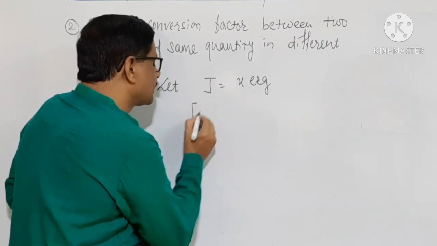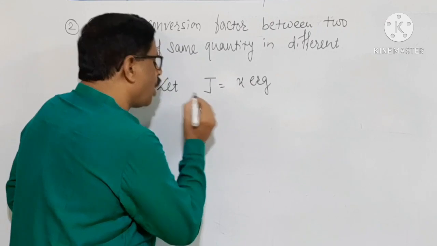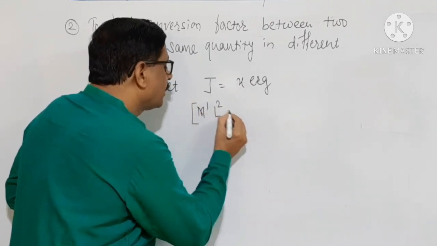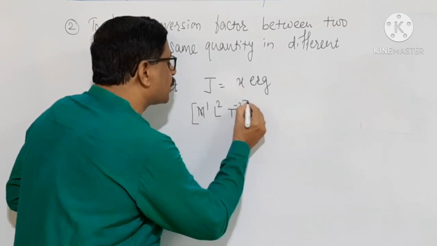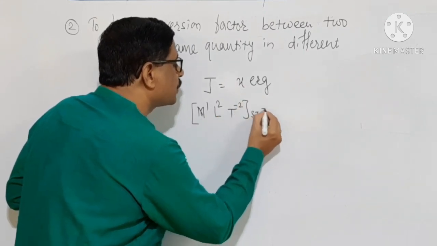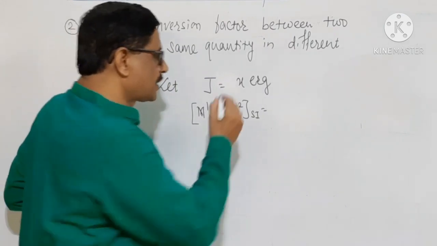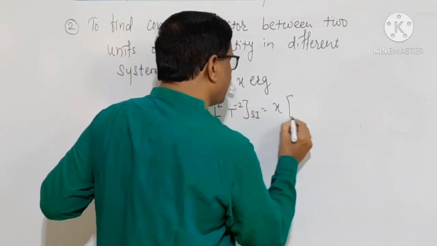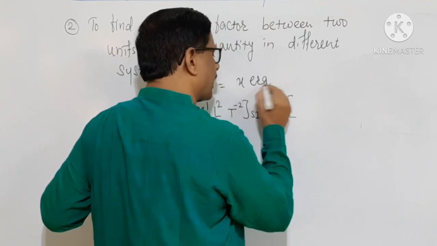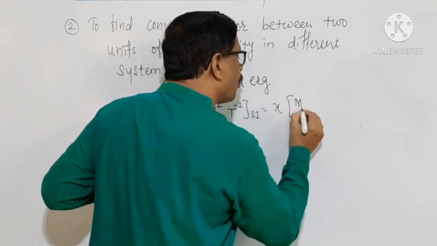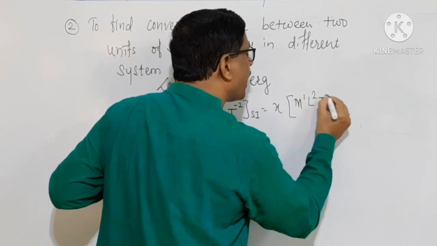Now, what is Joule? It is the unit of work. Dimensions of work are M1, L2, T minus 2. This is in the SI system. This is equal to x into dimensions of work, again, since erg is the unit of work, it is M1, L2, T minus 2.